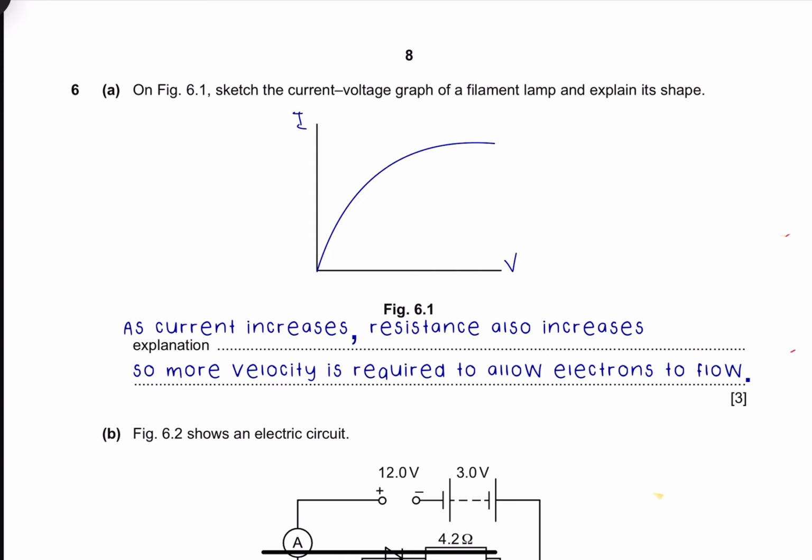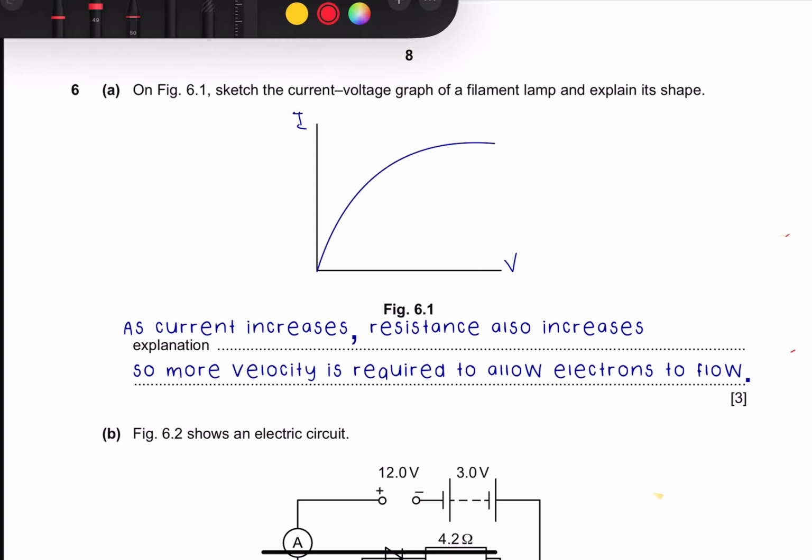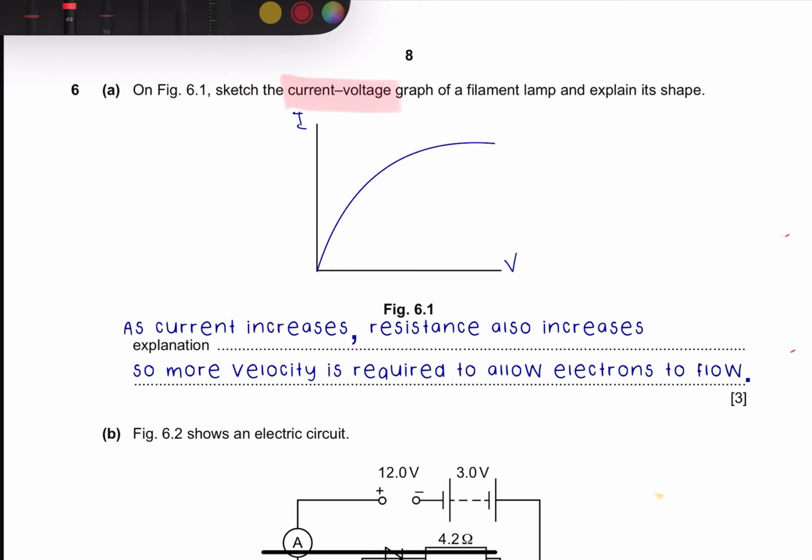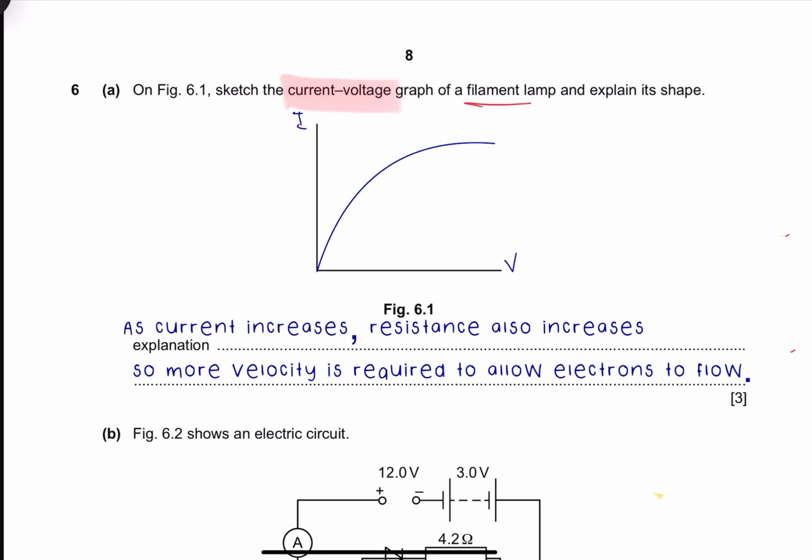In question 6, we have to sketch a current-voltage graph for a filament lamp. Filament lamp is basically a non-ohmic material. It does not obey Ohm's law. So it's a curved line, and you have to keep in mind it always bends towards the voltage.